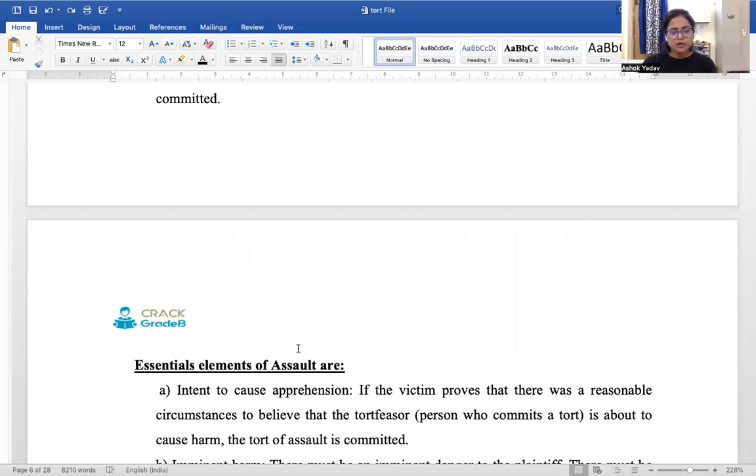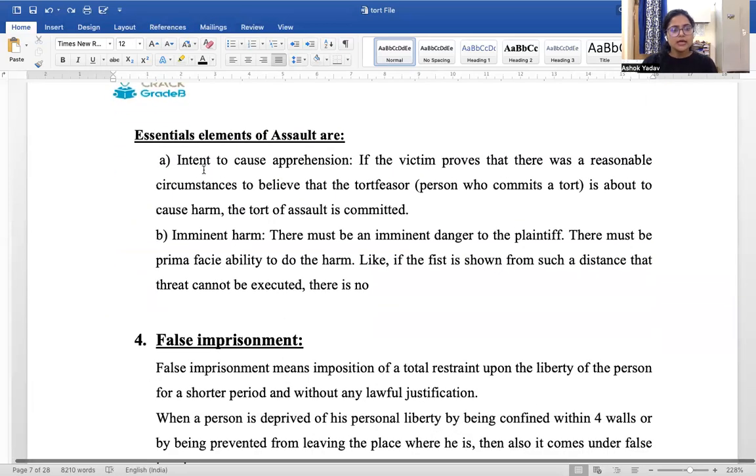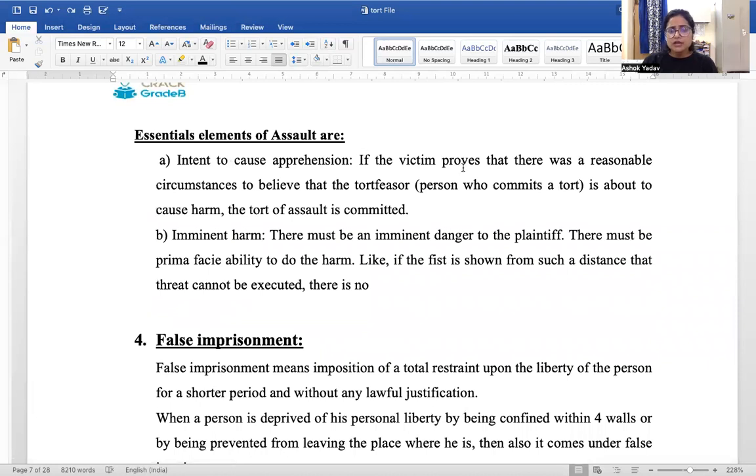Okay. Now let's read what the essential elements of assault are. Intent to cause apprehension: if the victim proves that there were reasonable circumstances to believe that the tortfeasor, the person who commits a tort, is about to cause harm, the tort of assault is committed. Imminent harm: there must be an imminent danger to the plaintiff. There must be prima facie ability to do harm. Like if a fist is shown from such a distance that the threat cannot be executed, then there is no assault.